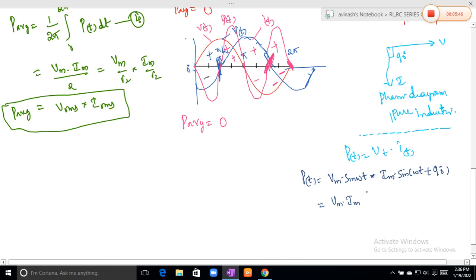Then what do we get here? Vm into Im into sine omega t into sine of omega t plus 90. If you observe this, it is in the form of sine c into sine d. If you multiply and divide by 2, it becomes 2 sine c into sine d. You know the trigonometry formulas, you can simplify that. After that, if you want to find the value of average power, what will you find? 1 divided by 2 pi, integral 0 to 2 pi, P of t dt.